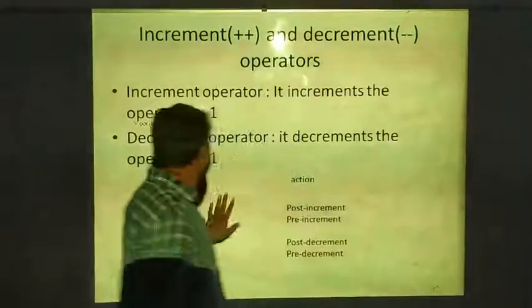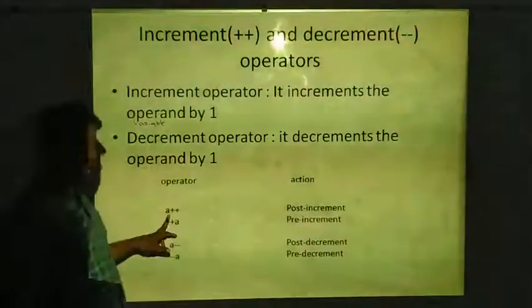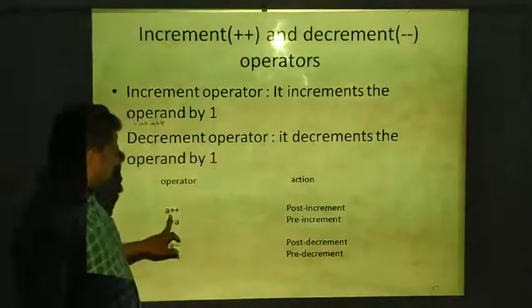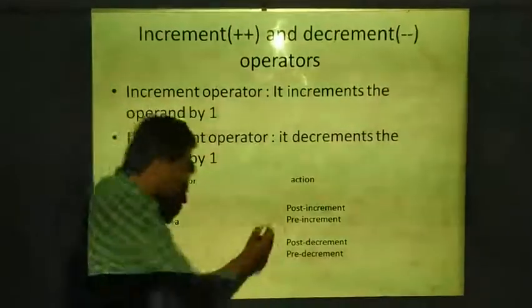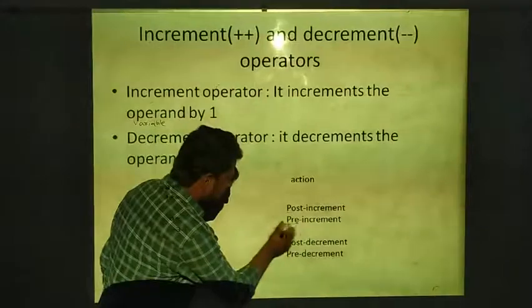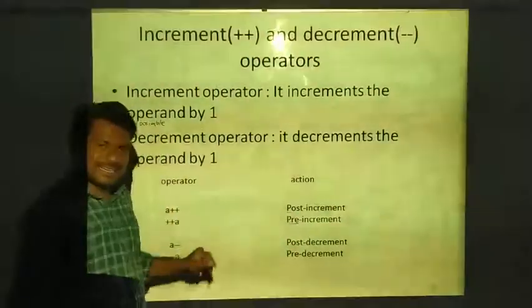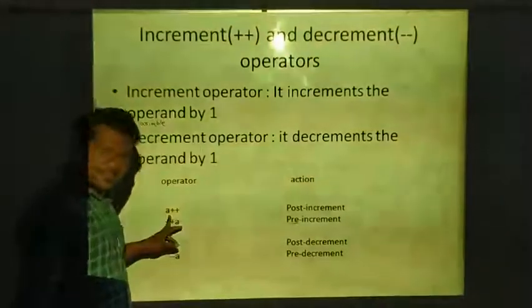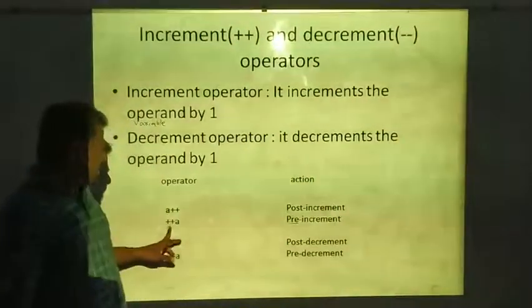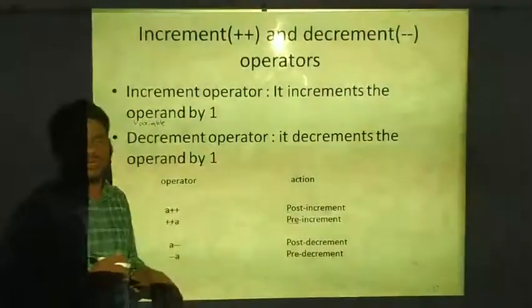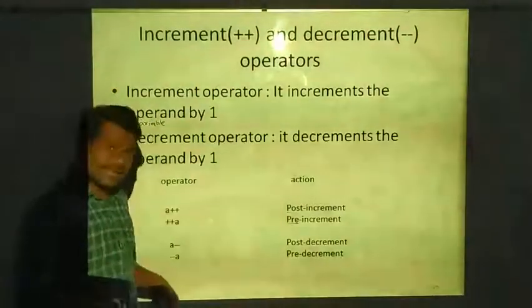Here you can see, what is the operator? A plus plus. What is the action? We call it post increment. What is meant by post and what is meant by pre? Post means after it is increasing. After taking the value of A, it is increasing. Here plus plus A means what? Pre increment. First it increments the value and after that it takes the A value.